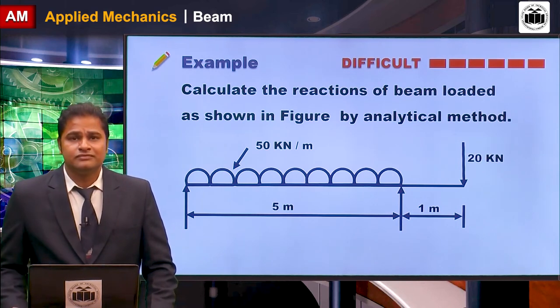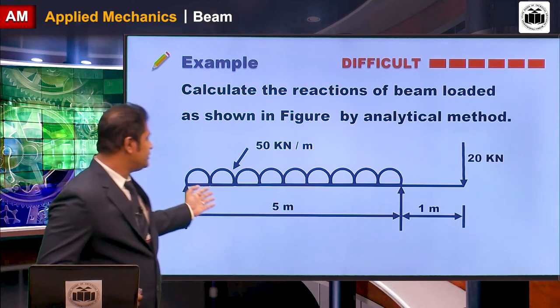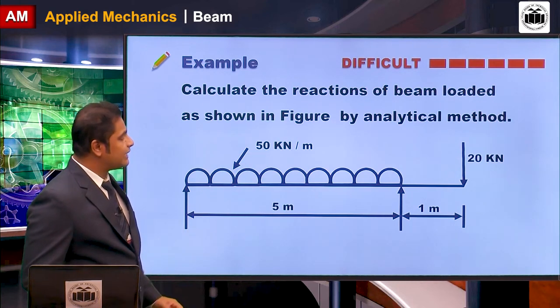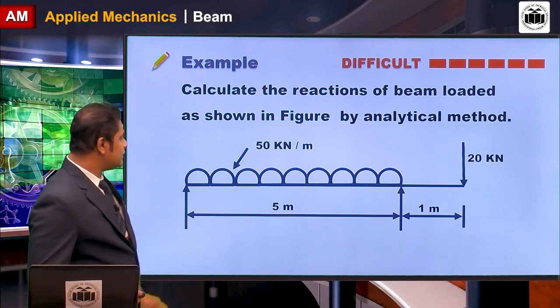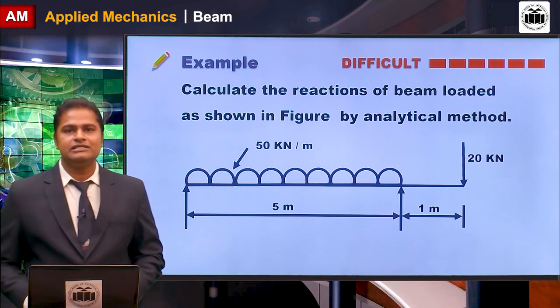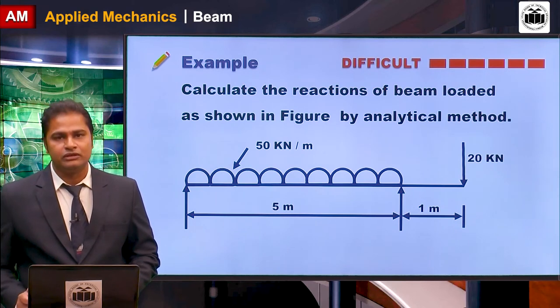Problem 2. In this problem, there is one UDL and one point load. The point load is at the overhanging portion. The UDL is 50 kN per meter, meaning for 1 meter, the intensity of UDL is 50 kN.